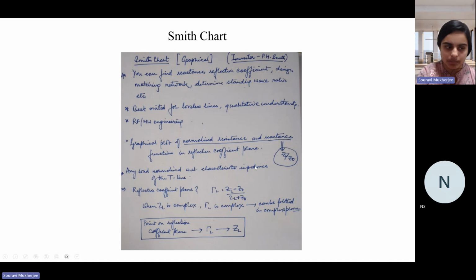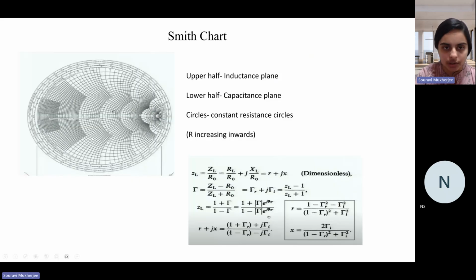But what is the aim of using the Smith chart? You can find the reactance and reflection coefficients, you can design matching networks, or you can also determine the standing wave ratios of your given circuit using the Smith chart. And this is a very easy graphical method that gives you a qualitative understanding of your circuits. In microwave or RF engineering, this Smith chart is very widely used. Okay. And it's named after its inventor, P.H. Smith.